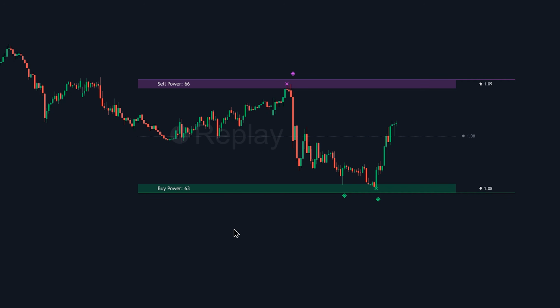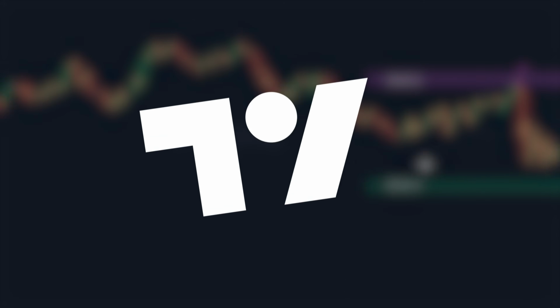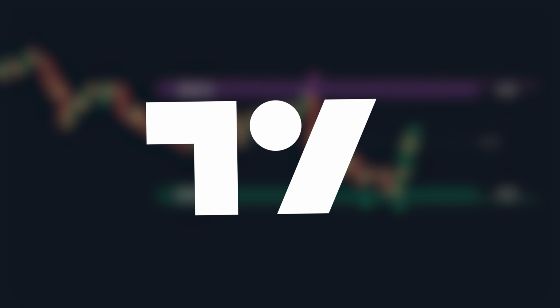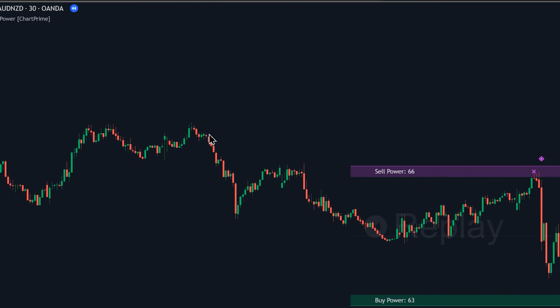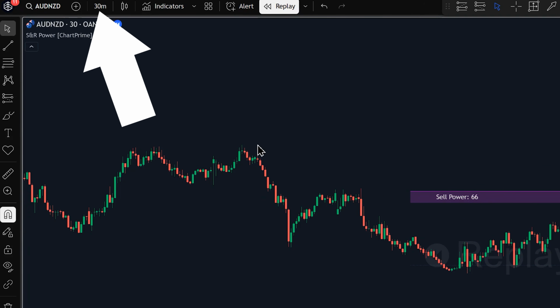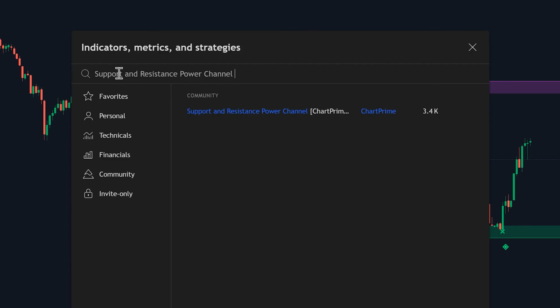Now, to get started with this indicator, you first of all want to head over to TradingView. That's the platform I'm using, and if you need to sign up, there's a link down in the video description for you. Once you're there, load up any chart, any time frame you like. Then you're going to click on the Indicators tab and type in Support and Resistance Power Channel. You'll want to pick the one by Chart Prime. Go ahead and add that to your chart.